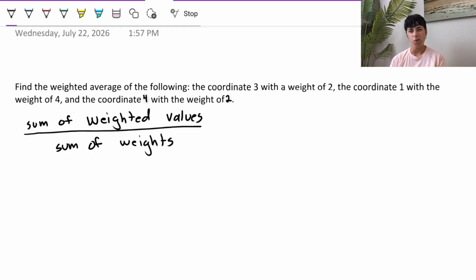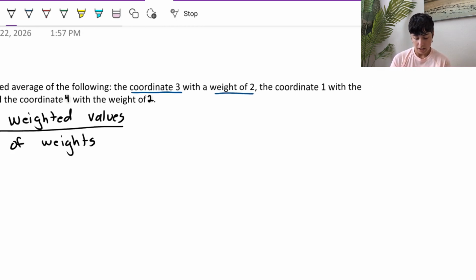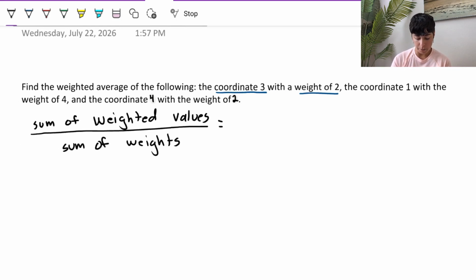So the thing is, what is a weighted value? A weighted value is just a coordinate multiplied by its weight. For example, if I'm looking at the first info we were given, the coordinate 3 with the weight of 2, the weighted value for that would be 3 times 2. I take the coordinate and I multiply it by its weight. And we're going to do this for all three coordinates given.